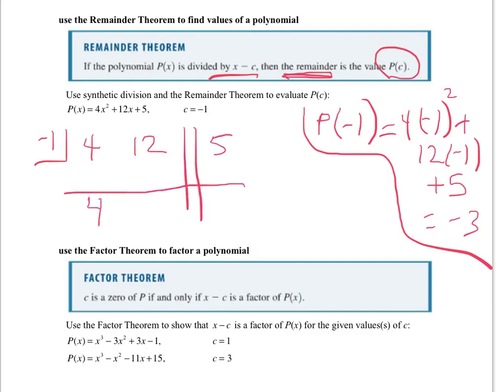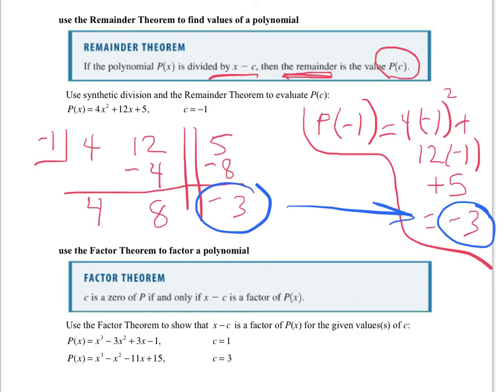Okay, bring down the 4. 4 times -1 is -4. Add the 12, and I get 8. 8 times -1 is -8. Add the 5 and I get -3. Lo and behold, I do indeed get -3. So that might just be a coincidence, but it seems that it was true this time.